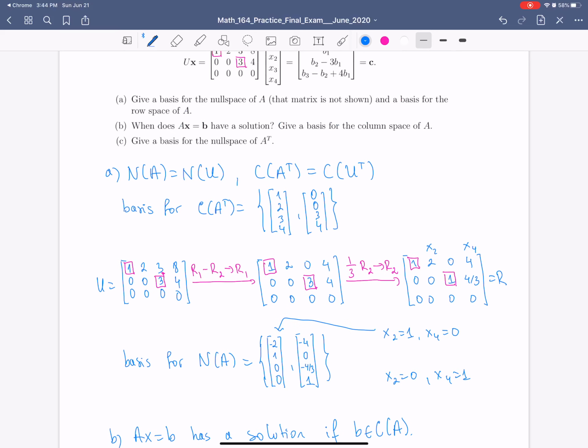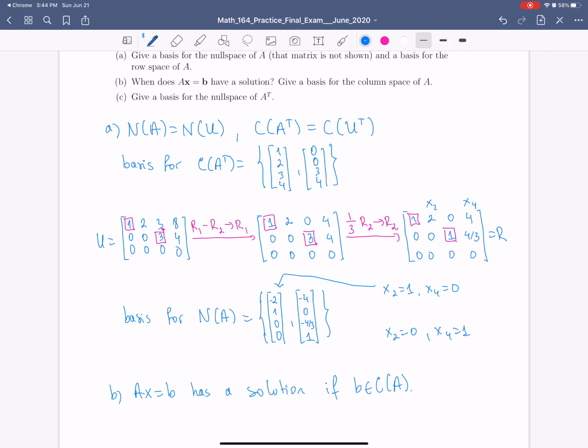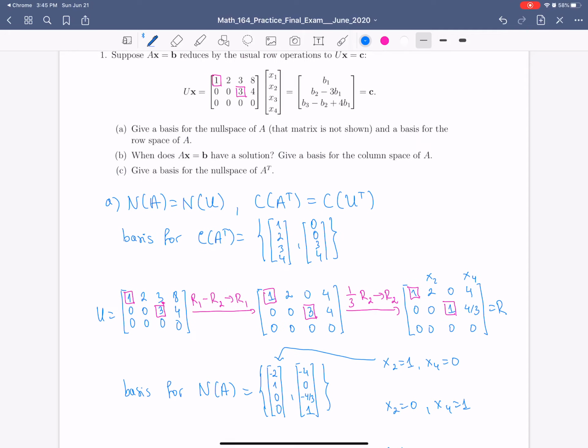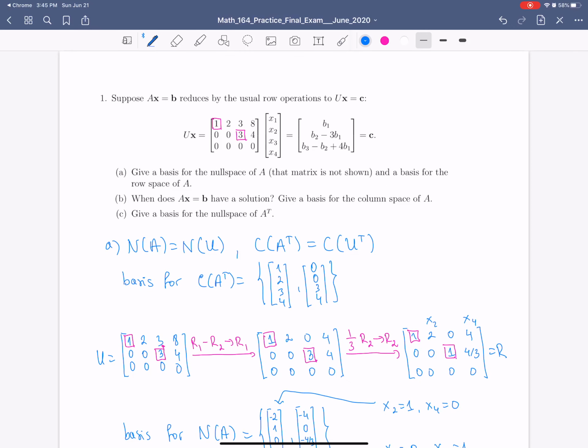And then coincidentally, the second part of the problem says give a basis for the column space of A. So essentially we are asking for what b's do we have a solution? Well, we don't know b's. We don't know the column space of A. We cannot really find the column space by looking at the matrix U. However, remember that Ax equals b has a solution when Ux equals c has a solution. So at the same time.